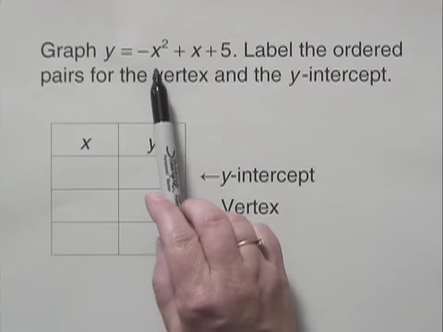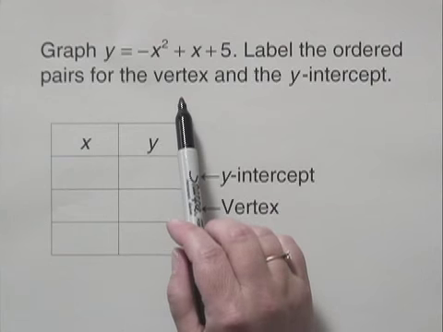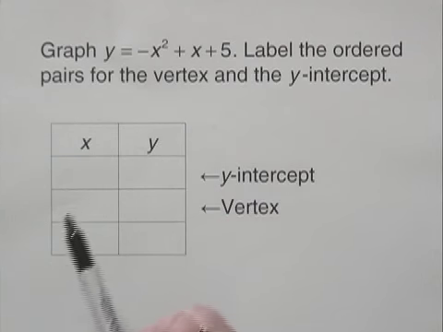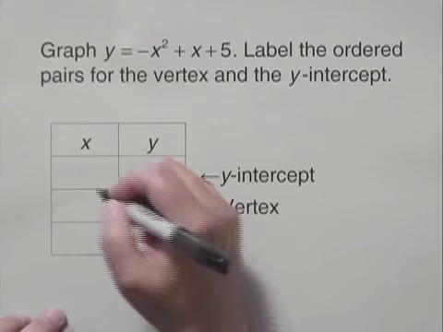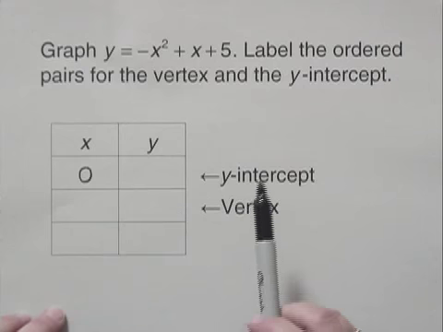Graph y equals the opposite of x squared plus x plus 5. Label the ordered pairs for the vertex and the y-intercept. Let's start by finding the y-intercept. That occurs when x is 0, and so it turns out to be one of the easier points to find.